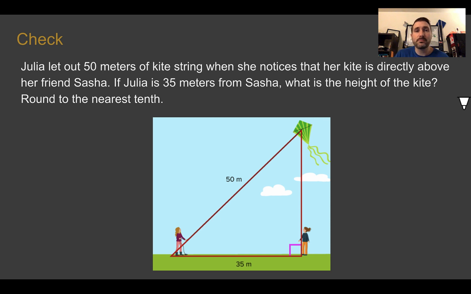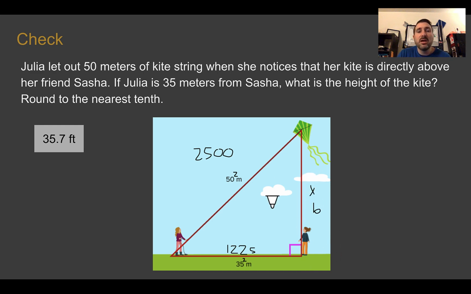Check your answer. You should have said the kite is 35.7 feet in the air. If we're multiplying out, 50 squared is 2,500. 35 squared is 1,225, so that was 35 squared. Because I want to know the length, so maybe this is B, of a leg, I need to subtract.